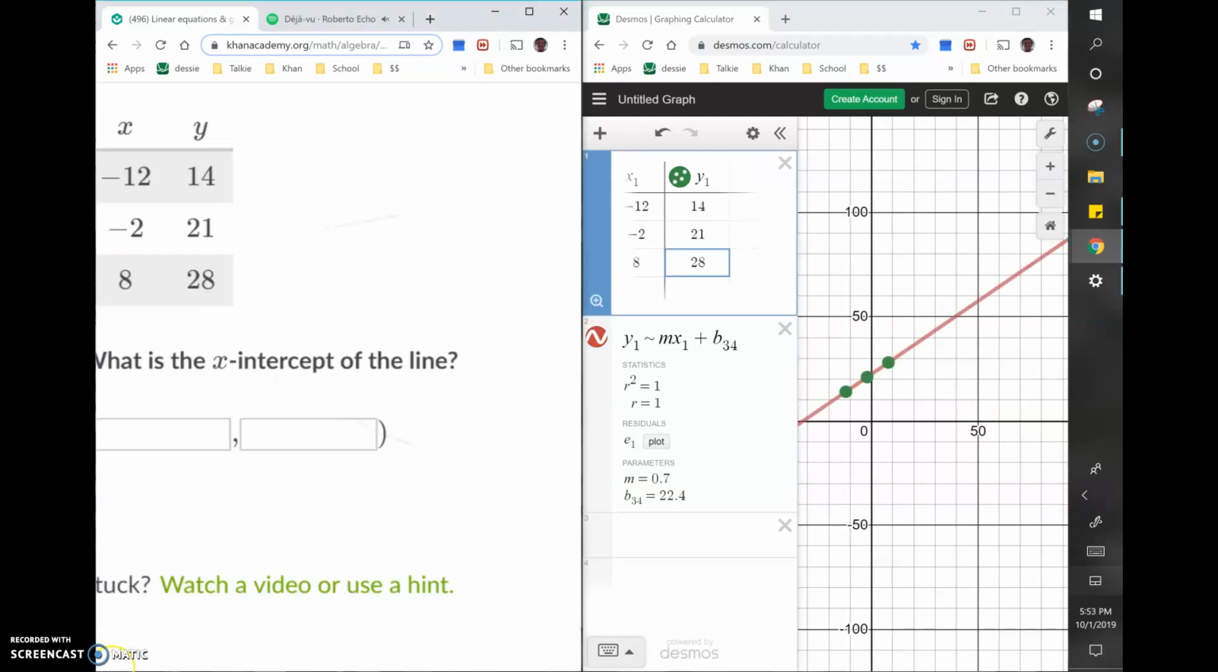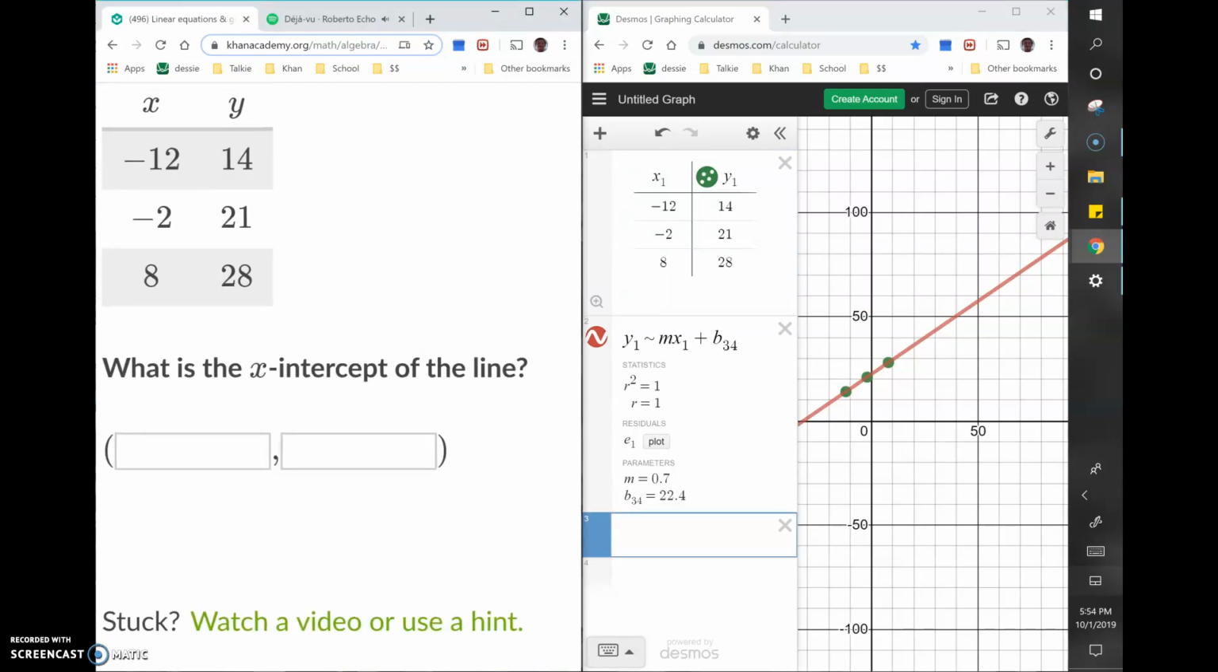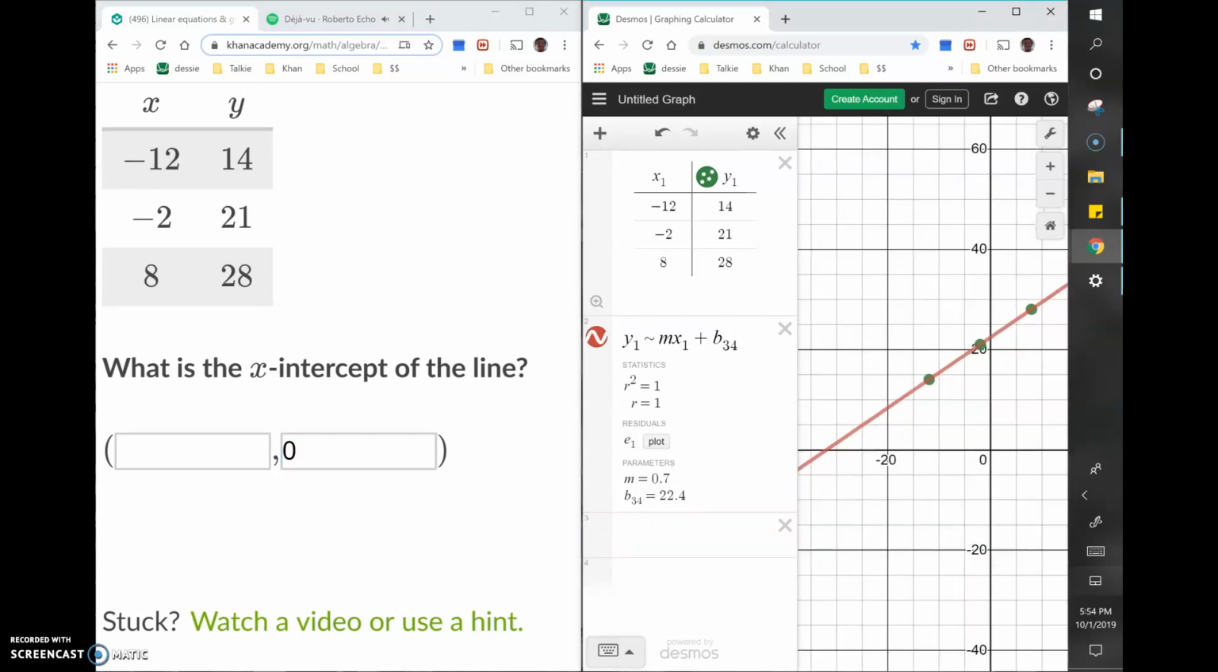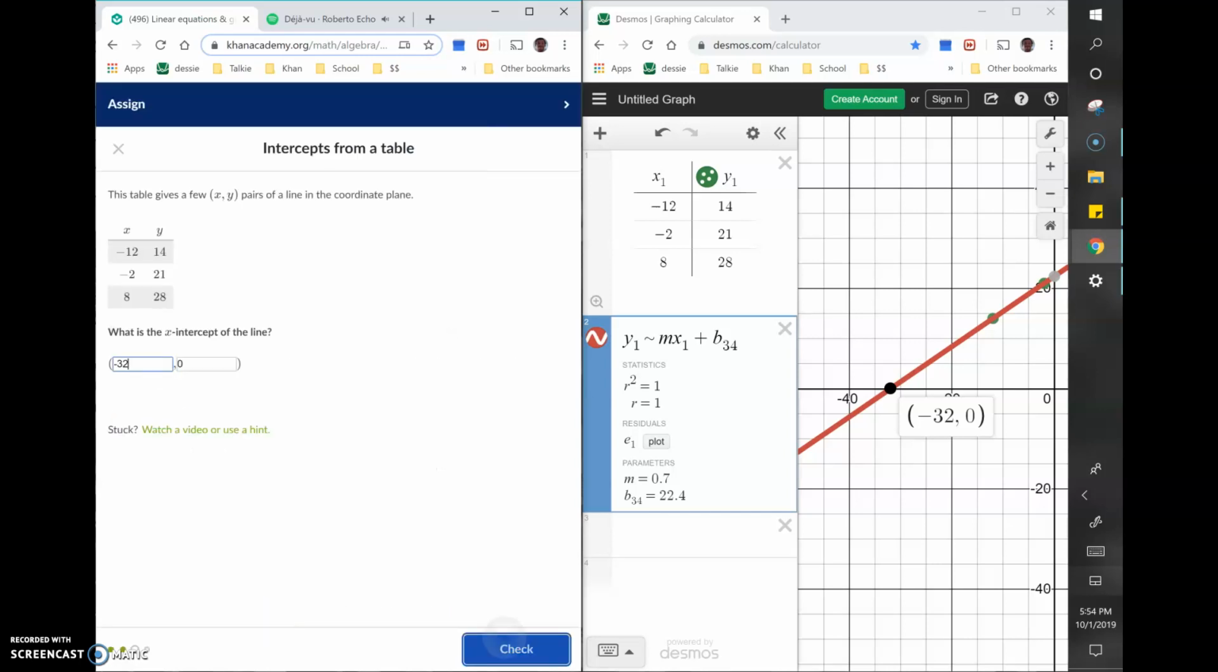I already plugged the table in over here. I'm just double checking, make sure the values are right. I've got them all right. Here it's saying that the y-intercept is 22.4. The question's asking us for the x-intercept. We know that the x-intercept always has a y value of 0. And now that I have this line, using the regression equation, I can just click on the x-intercept, and the x-intercept is negative 32, 0. Done. And I'm moving on to the next problem.